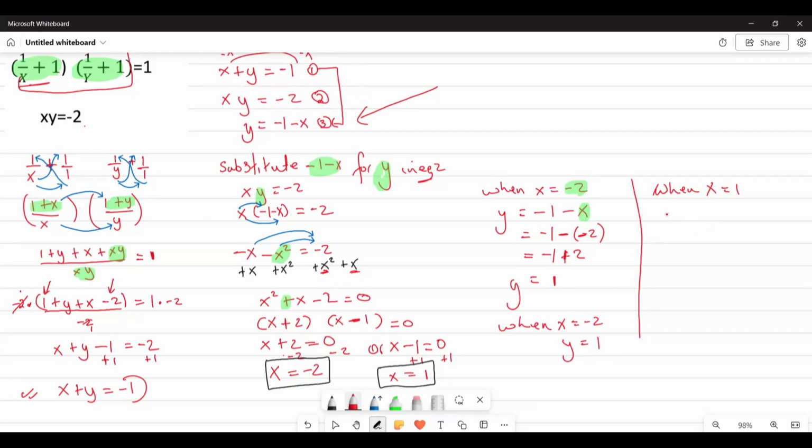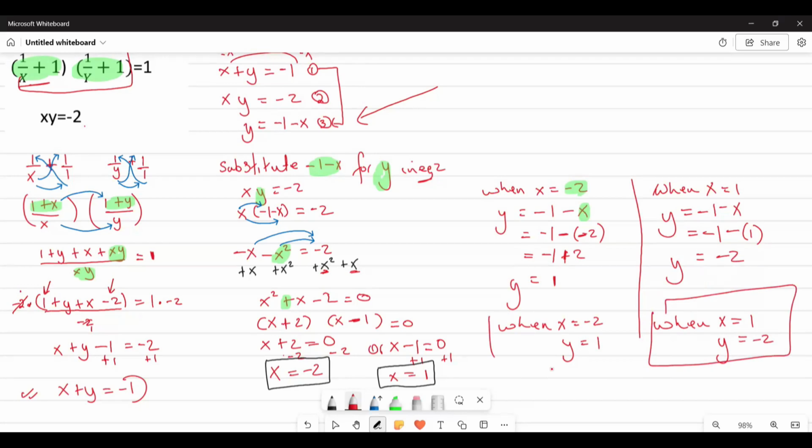Now let's take a look at the other case. So when x is equal to 1, remember that y is still equal to -1 minus x. We're still going to be substituting 1 wherever x is, so -1 minus, and then in brackets we have 1. So here is the deal. y is going to equal, this is going to give me -1, -1. So this is -2. So the conclusion is when x is equal to 1, y is equal to -2. So these are the two solutions that we came up with to solve that problem there.